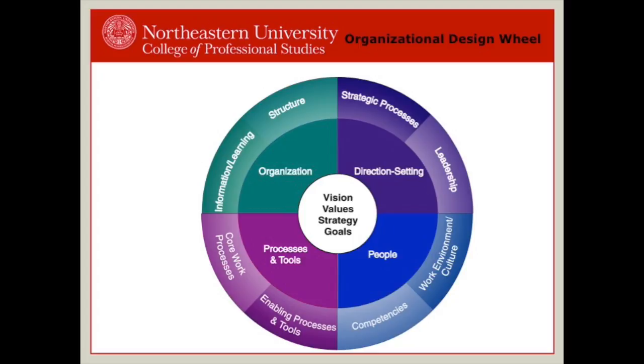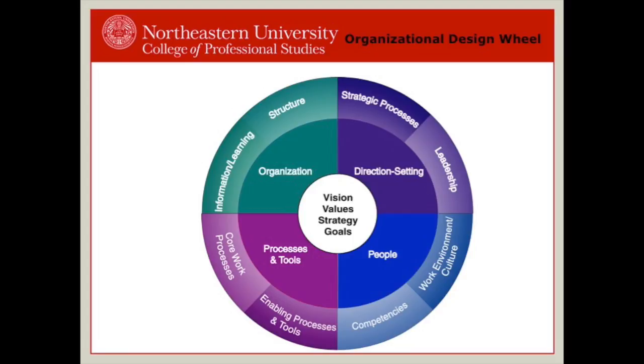This model is really telling us the same type of information that the McKenzie 7S model did. However, it's looking at the slice a little bit differently. Here we're looking at what are the vision, values, strategy, the goals of the organization, and how do they drive our overall direction, the organization's structure, the people and the talent and skills they need, and then the processing tools.